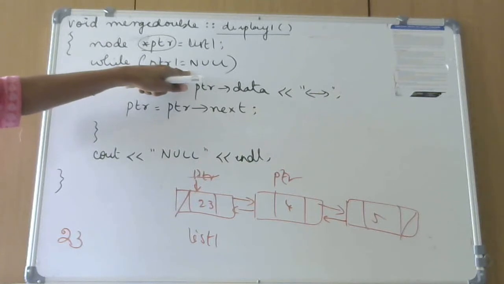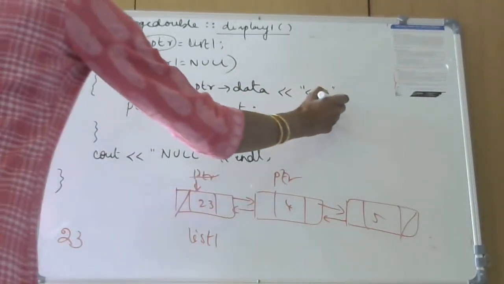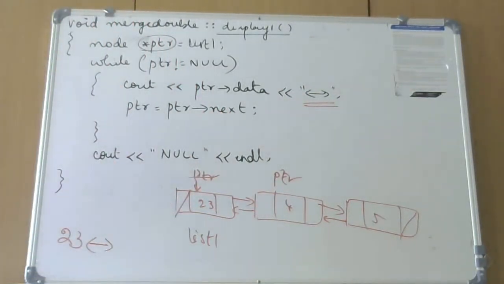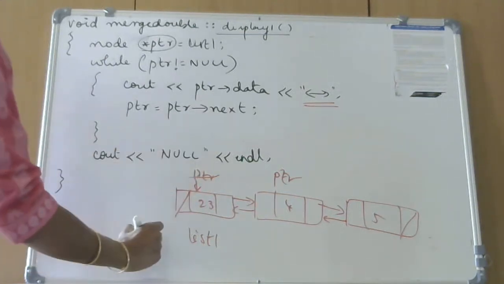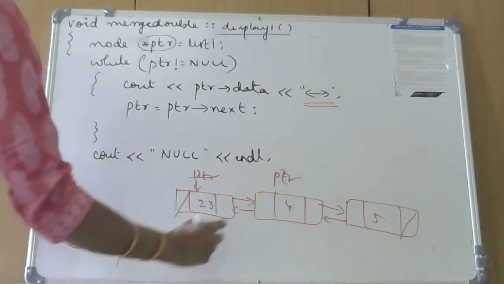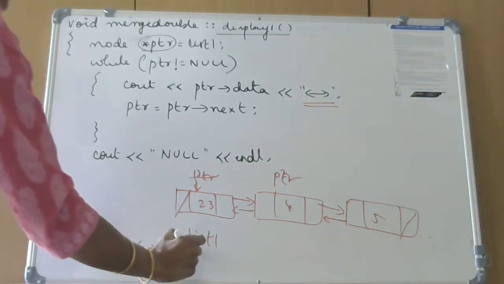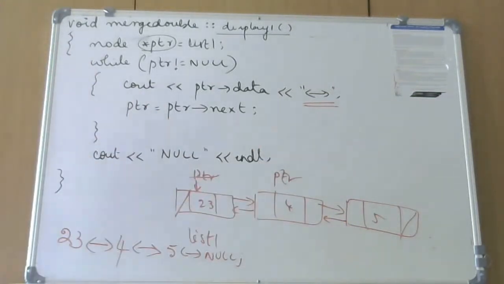Pointer is not equal to null. So it is not equal to null. It will display pointer data. And then I am displaying this arrow also so that it gives us a feeling of a double linked list. So I will display pointer of data which is 4. And then I will put this arrow again. Again I will go back to the while loop. Again I will display 5. And that's all. And in the end I will come out, I will display it as null, because the last link of the last node is null.